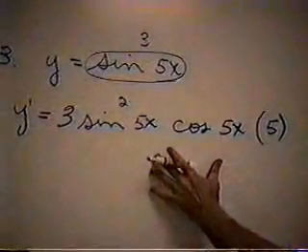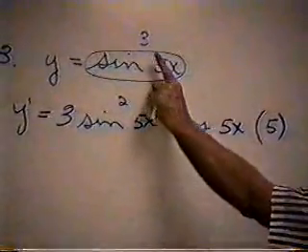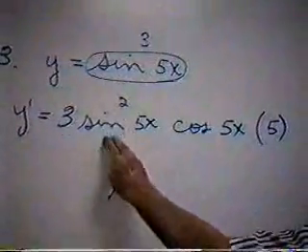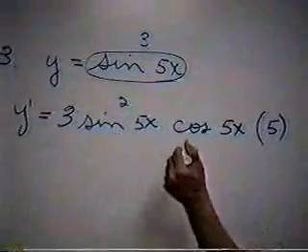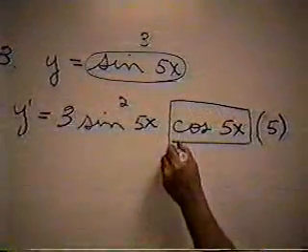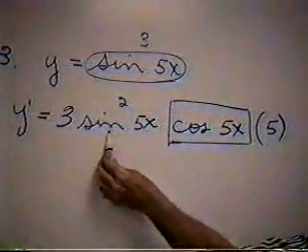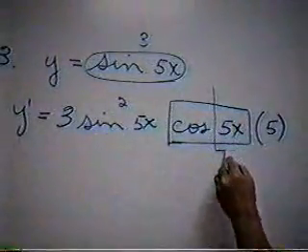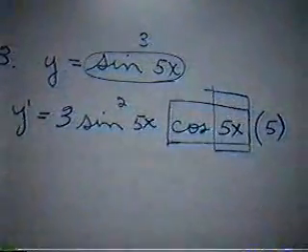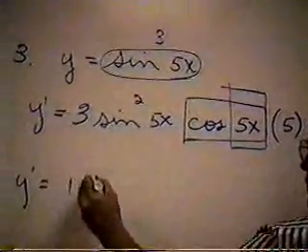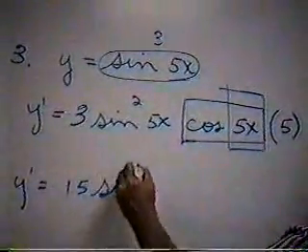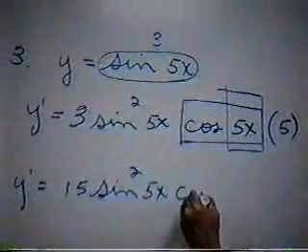Now listen and watch real close. A lot of students confuse this one. But here's what you do. You power rule the sine. You still have the sine there. You power rule the sine, then times the trig derivative. Derivative of sine is cosine, and then times the derivative of the angle. So the final answer is 15 sine squared times cosine.